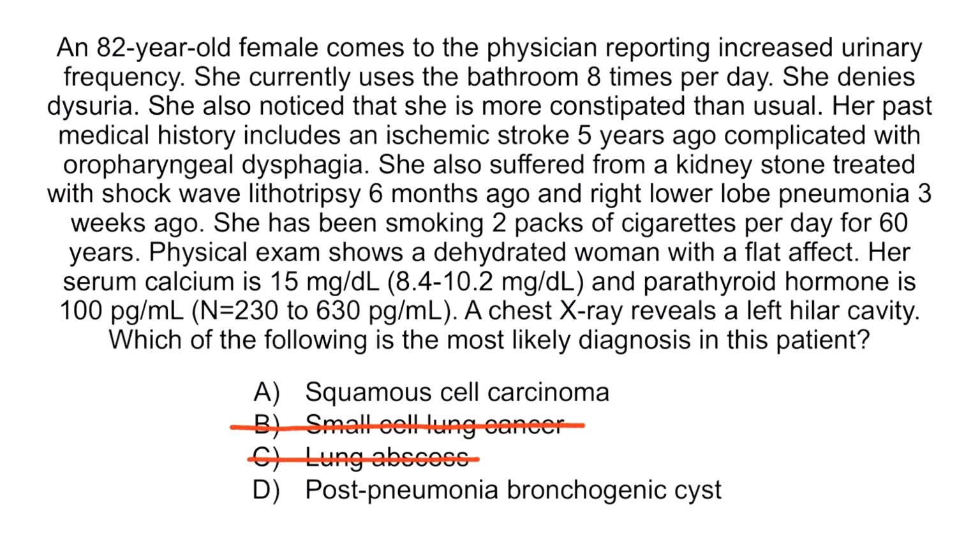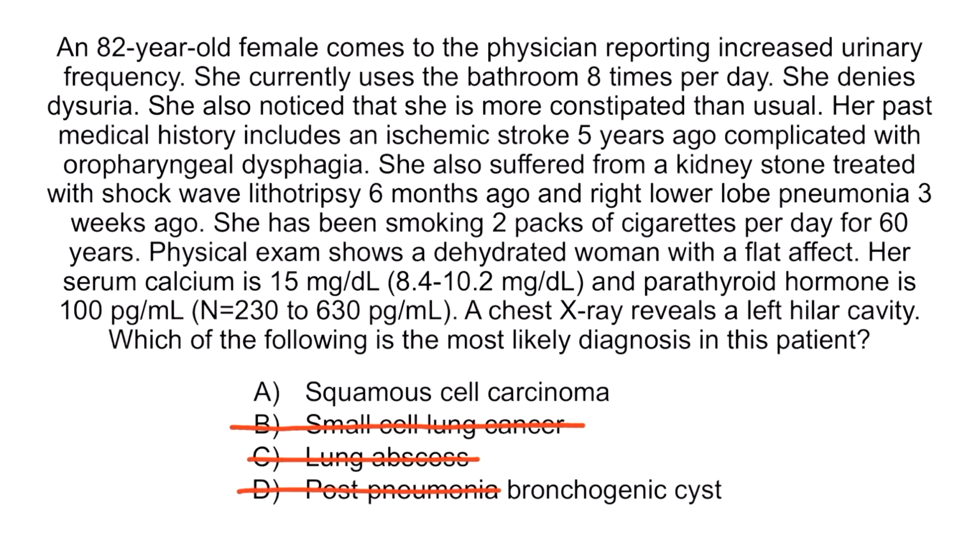Option C, lung abscess, is also possible in this patient with stroke-induced oropharyngeal dysphagia and the history of recent pneumonia. However, a lung abscess usually shows air fluid levels in addition to the cavity. This patient, on the other hand, had only a cavity on chest X-ray, so C is incorrect.